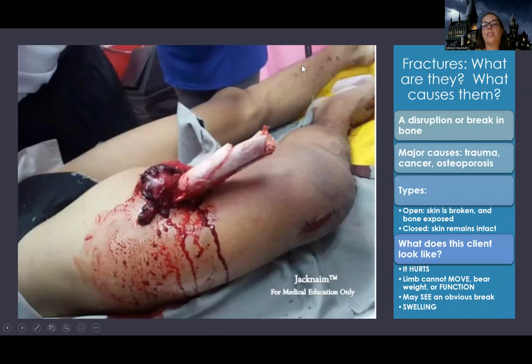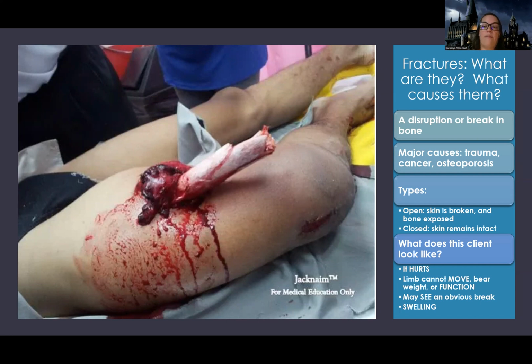All right, so let's get into the main event topic that we're going to talk about in acute musculoskeletal, which is fractures. So what are they and what causes them? Fractures are a disruption or break in the bone, and they can look many different ways. You do not need to know all the different types of fractures, like green stick fractures and hairline fractures. You don't need to know all those. But what you do need to know is the difference between an open and a closed fracture, which we're about to talk about. Most causes are usually from trauma.